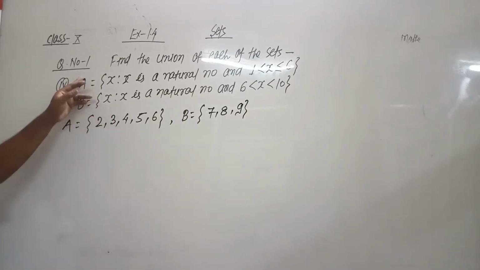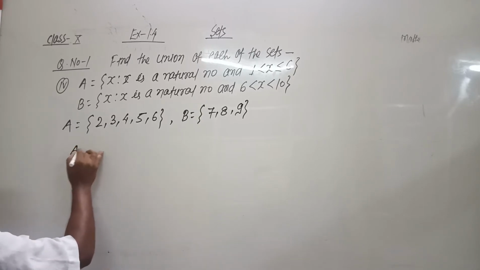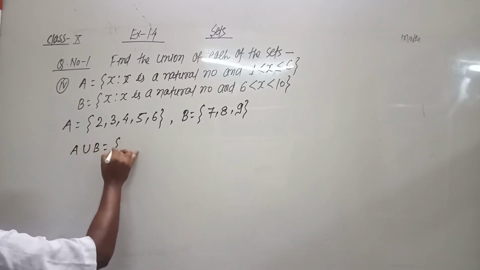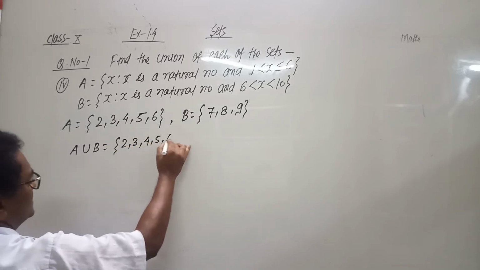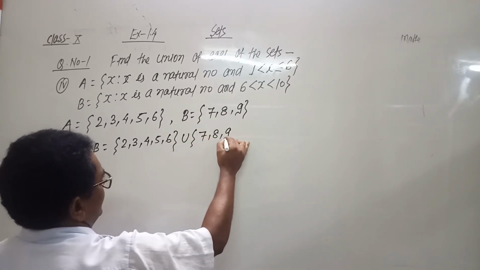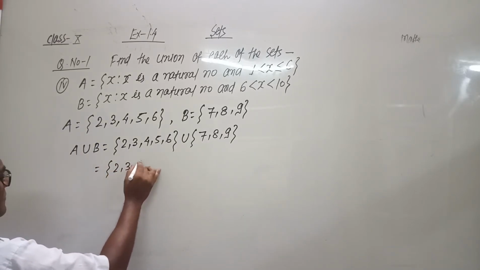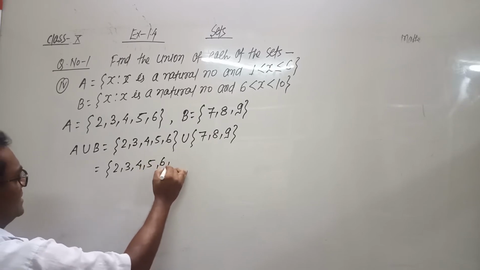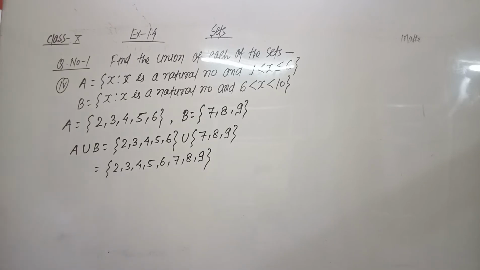So firstly we convert it into roster form, then we find its union. So A union B: we write the set A, 2, 3, 4, 5, 6, union set B, 7, 8, 9. Then we combine both the sets. So 2, 3, 4, 5, 6, 7, 8 and 9. This will be the answer.